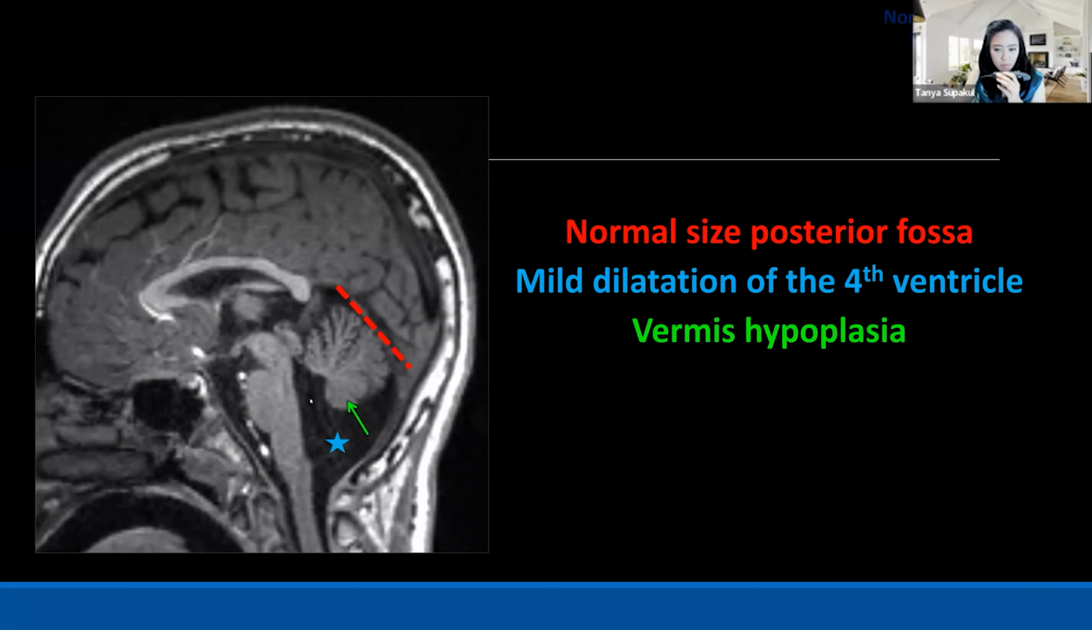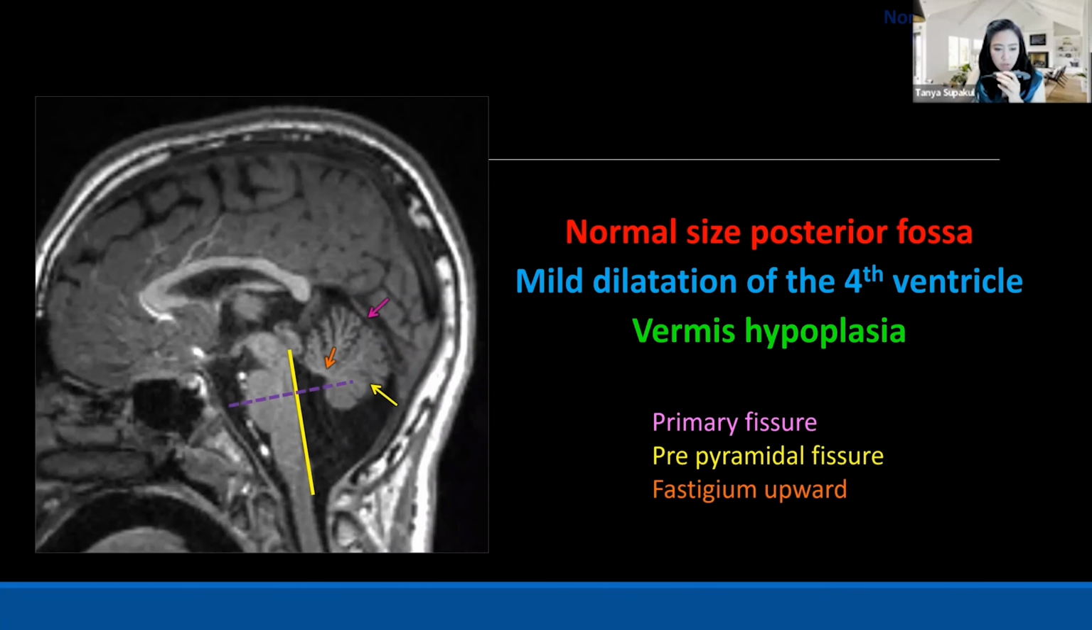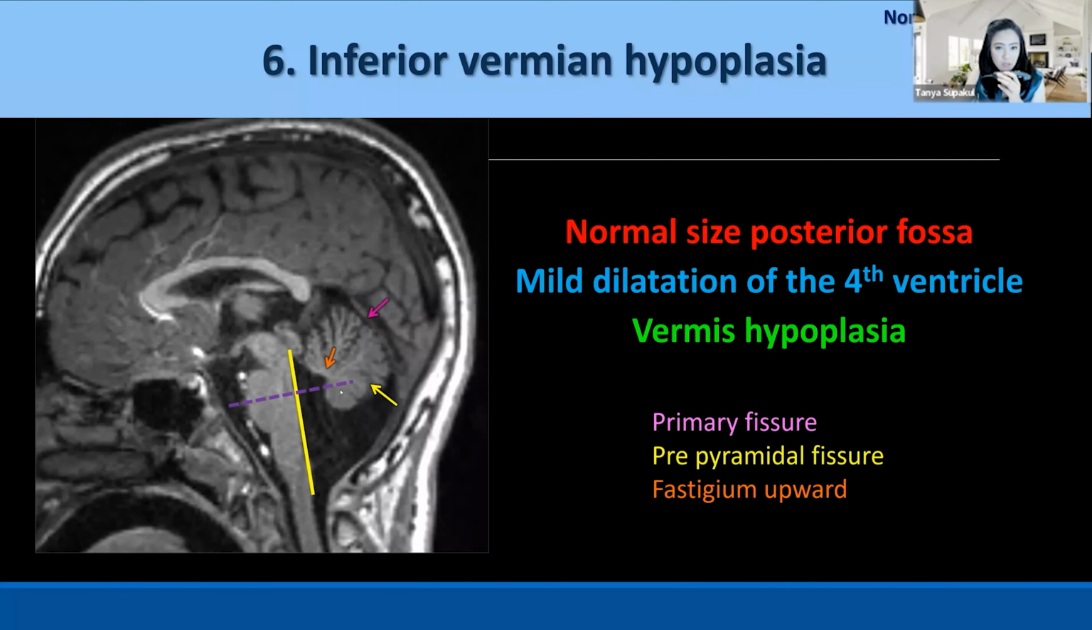How about this patient? This is another patient with a normal size of the posterior fossa. Here you draw the line there, right? And then you see some cystic space in the posterior fossa that connects to the fourth ventricle. Vermian hypoplasia, maybe, because when you check here, there is some upward displacement of the fastigium and some mass effect on the cerebellar vermis. So you check the pyramidal fissure, prepyramidal fissure, and you see the fastigium upwards. You draw the line, and the fastigium is just above the 50% line of the pons. So this patient turned out to be just an inferior Vermian hypoplasia.